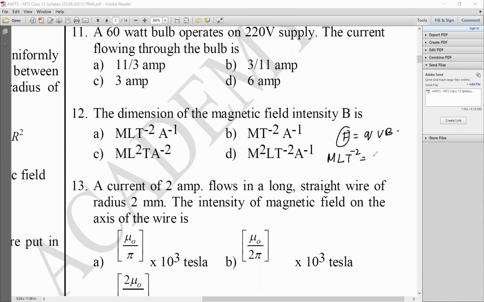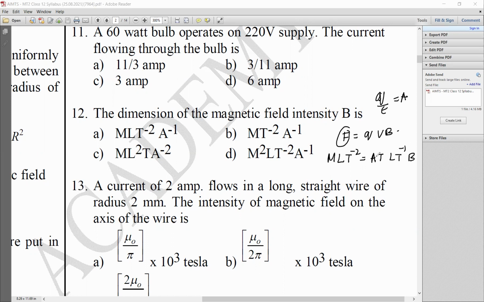Equal to, this is Coulomb. You can write Q by T, charge by time. See, Q by T equal to current. Current is ampere. So Q will be what? A times T. So ampere times T. Velocity meter per second.